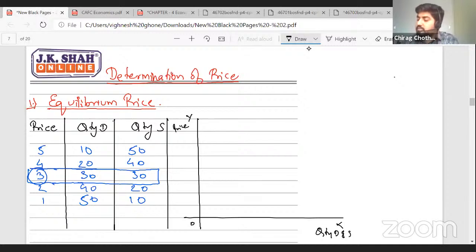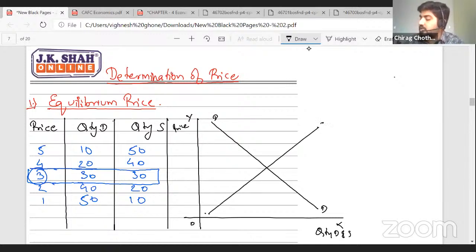Demand curve is how, students? Demand curve is downward sloping. Yes or no? How is our supply curve? Our supply curve is upward sloping. So the demand curve is downward sloping, the supply curve is upward sloping. When they both intersect each other, this becomes our equilibrium price, and this will be our equilibrium quantity.